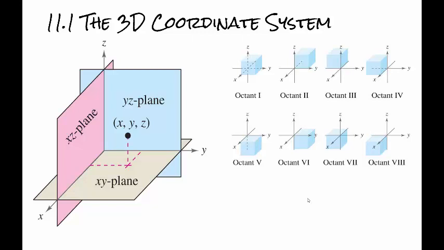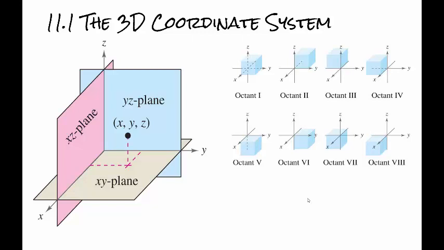Octant 5 is going to be forward on the x-axis, to the right on the y-axis, and negative on the z. So it's going to be positive, positive, negative. Octant 6, it's going to be back on the x-axis, to the right on the y, and then down below on the z. So that's going to be negative, positive, negative. Octant 7 is going to be back on the x-axis, to the left on the y, and down on the z. So this is going to be negative, negative, negative.